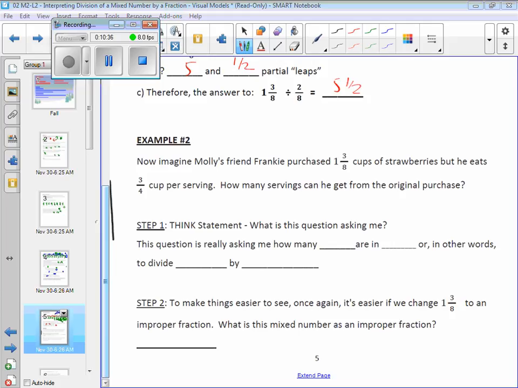Here you go. How many what and what? Don't attempt to change anything yet. As is. We have two fractions, right? How many what and what? Correct. We're dividing 1 3/8 by 3/4.